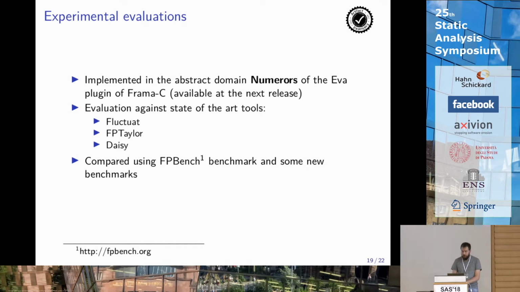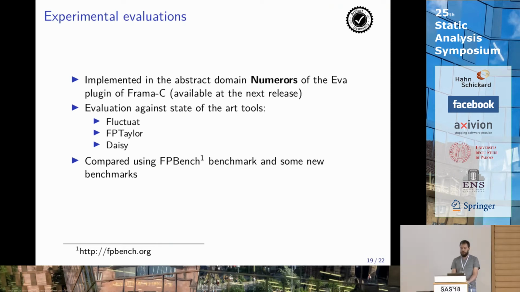Next, we compared Numerals to FPTaylor, which is a far more costly tool based on global optimization. It was interesting because FPTaylor is actually a more precise tool than Fluctuat, for example, and it gives us an upper bound of what we can target as precision. And finally, we compared to Daisy, which works in a similar way as FPTaylor, except that it has specific methods to propagate relative error directly. And this is the reason why we compare our tool to it.